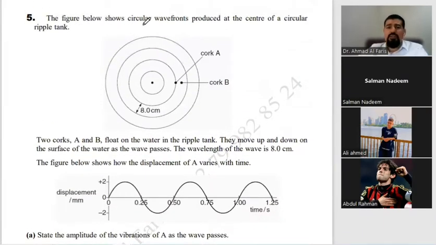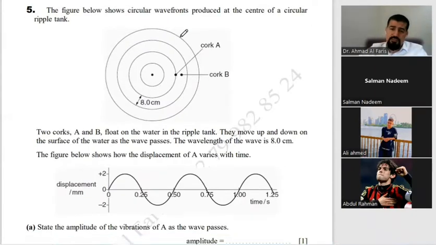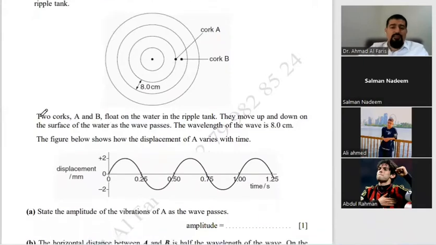The figure below shows a circular wavefront produced at the center of a circular ripple tank. So we have a ripple tank and we have a source here, and the ripples spread out in all directions with the same depth. Since the waves have the same separation distance, the wavelength is constant. Two corks, cork A and B.